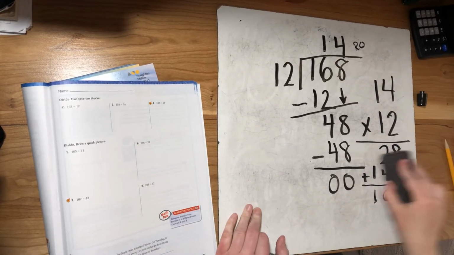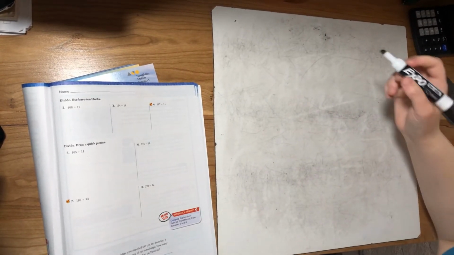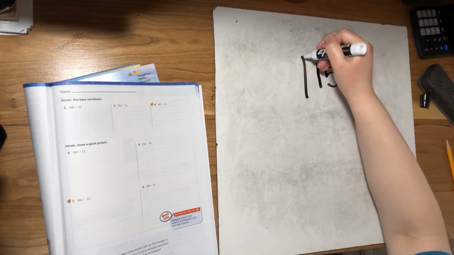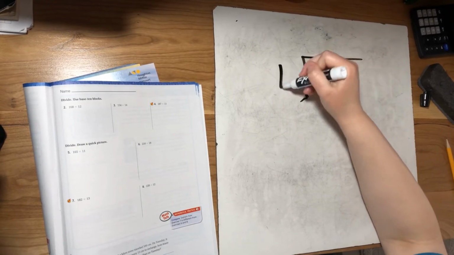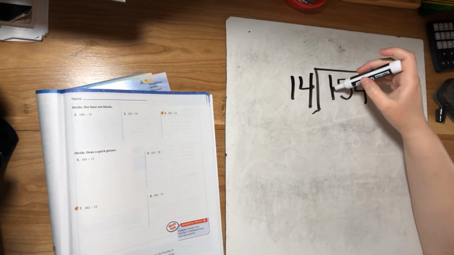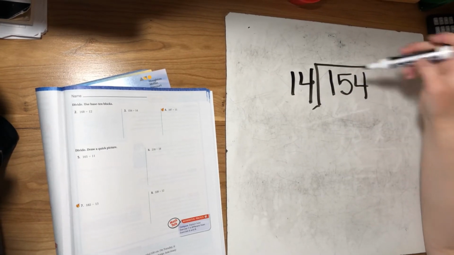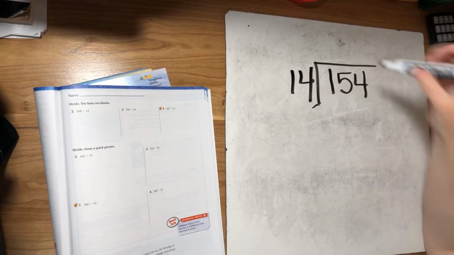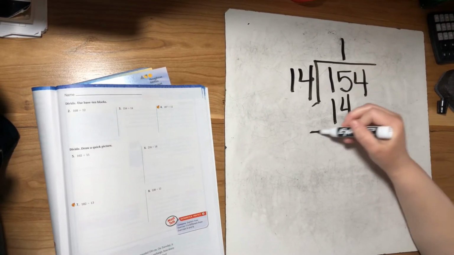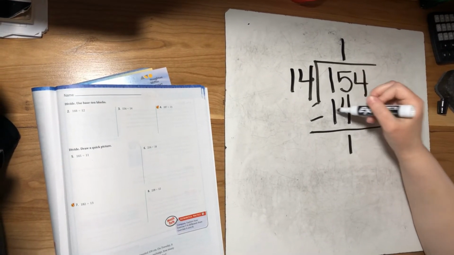All right, so it's a little tricky, but let's do a few more. Let's do number 3. So it's 154 divided by 14. All right, so 14 goes into 1? You can't do it because it's smaller, so we're going to move on to the next. 14 goes into 15 how many times? Exactly 1 time. So 1 times 14 is 14. Subtract. 5 minus 4 is 1. 1 minus 1 is 0.